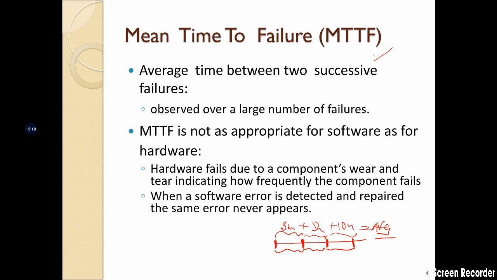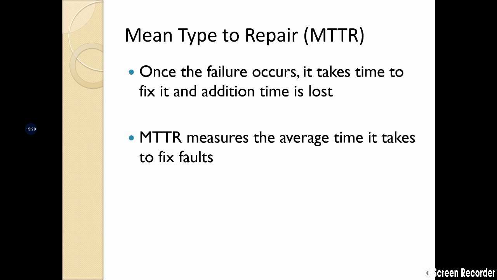Now the next one is mean time to repair. Let's say that the software is running fine, and here there's a failure. This is the place where the software has failed. Once the failure occurs, it will take time to fix it. During that time, the software will not be running. Suppose at this point of time, the software has failed, and then this is the time taken to repair it. And at this point of time, the software is repaired and again it is running fine.